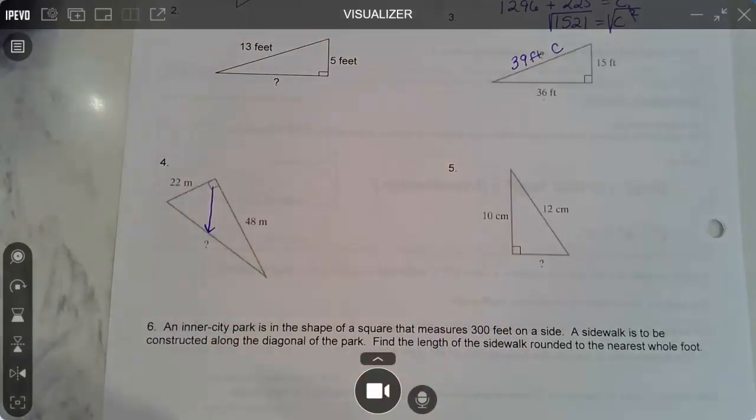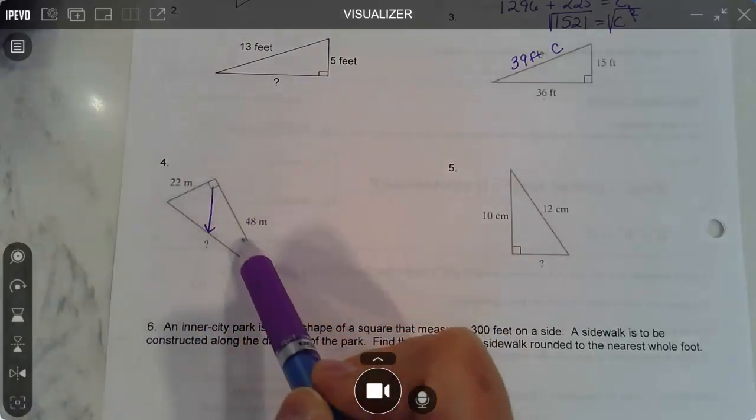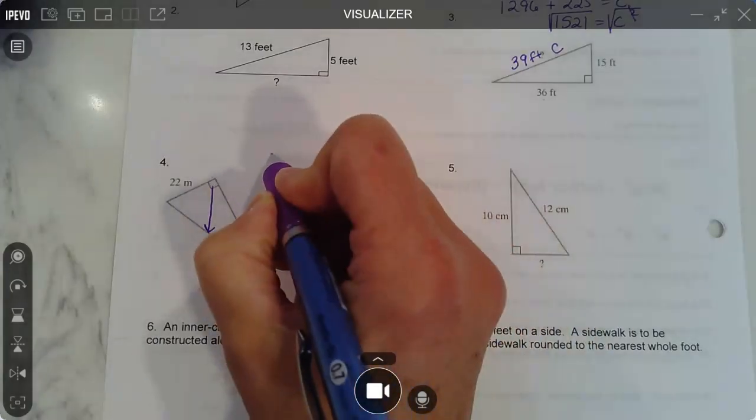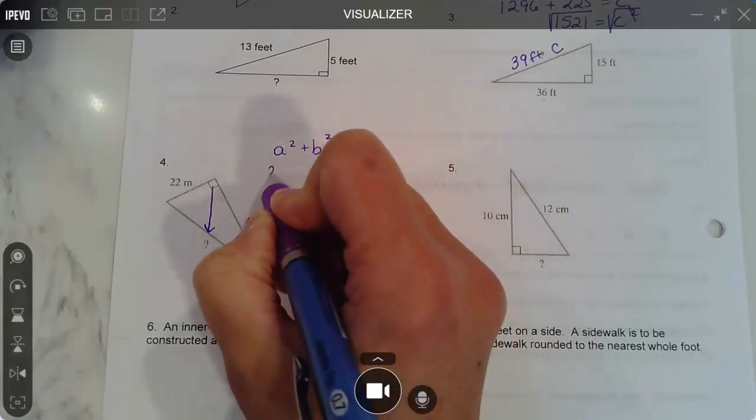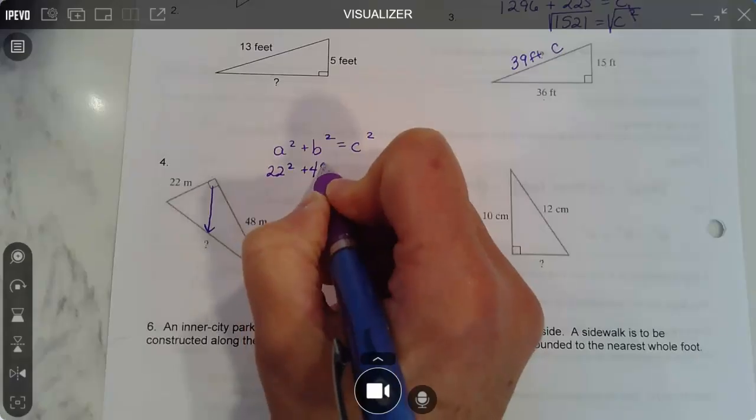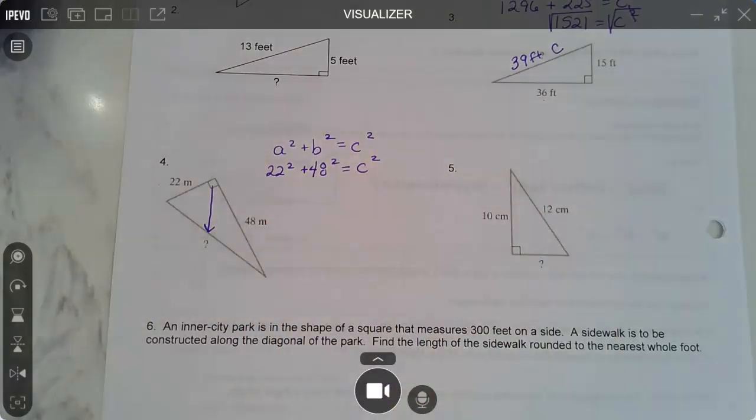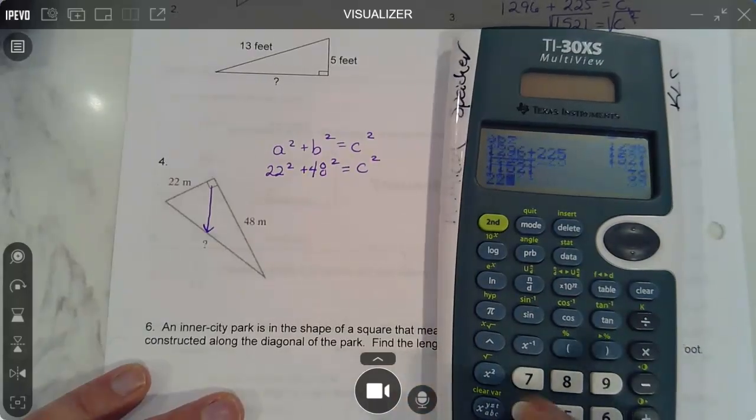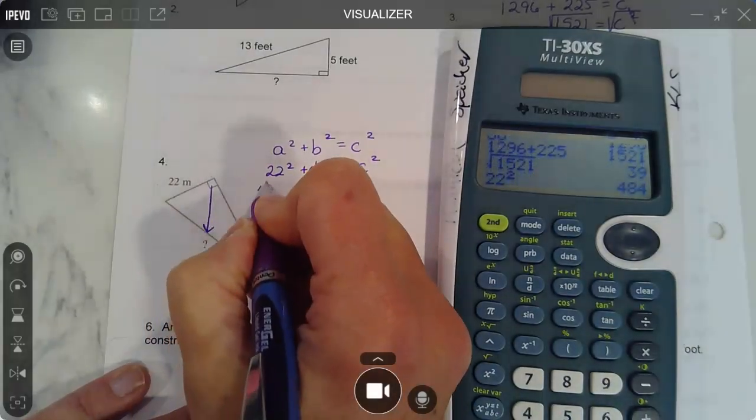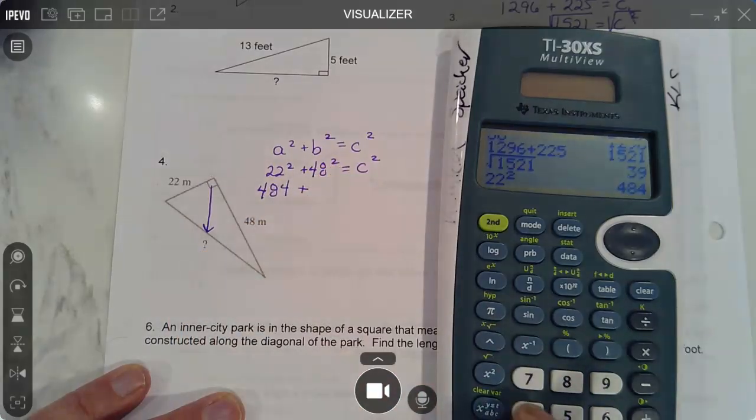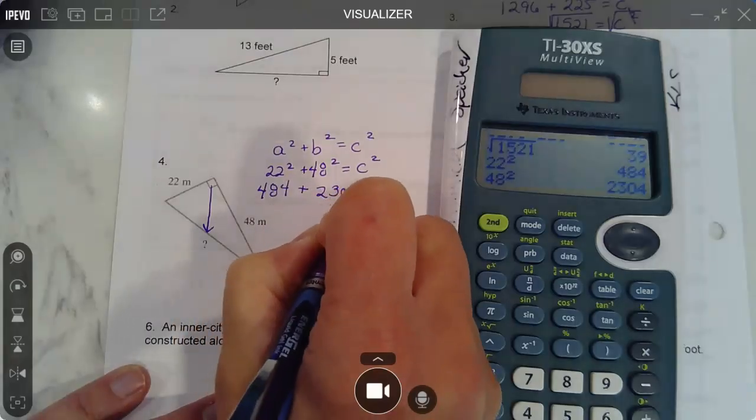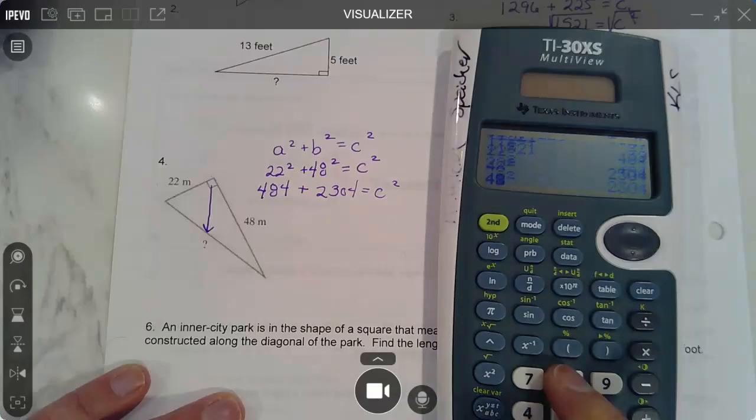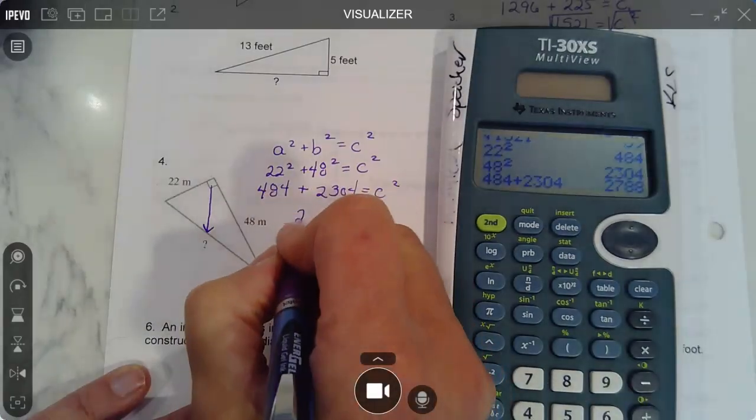You see that's the side opposite the right angle, and the two sides that make the right angle are your legs. So we have a squared plus b squared equals c squared. So 22 squared plus 48 squared equals c squared. 22 squared is 484. 48 squared is 2,304. Right? If we add those together, we get 2,788.